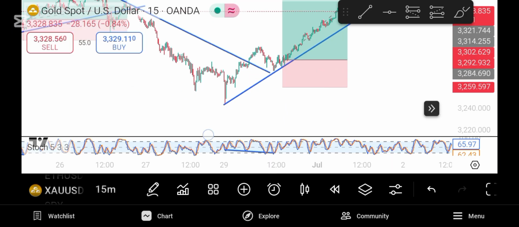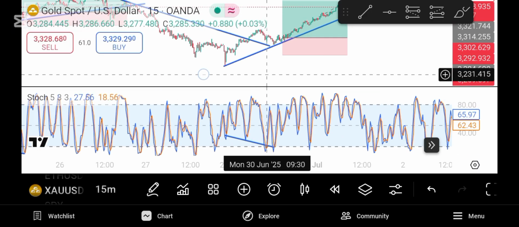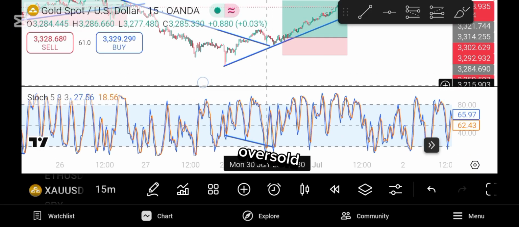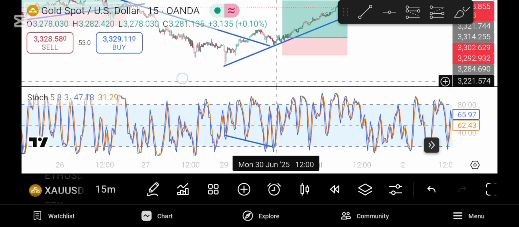Immediately there's a turn here. Let me show you. Immediately there's a turn here on the oversold side. You enter your trade. Yes, check your stochastic on the oversold here. Then you enter the market.